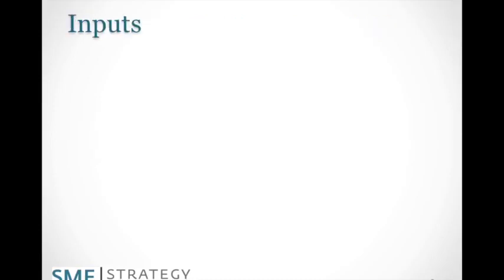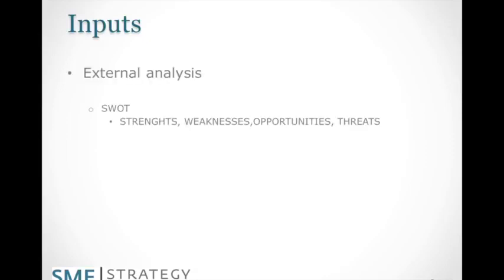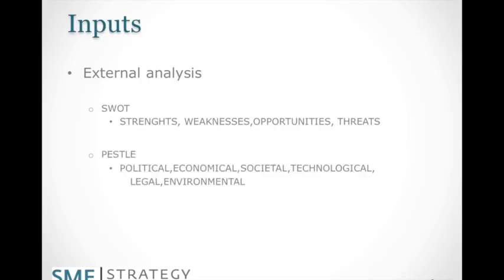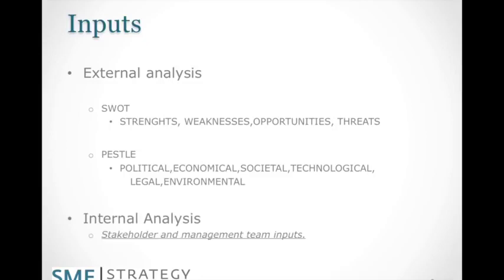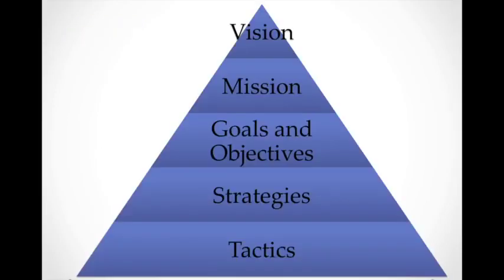So the first part of the strategic planning process is getting inputs. Where are we now? That's things like doing an external analysis, whether that's a SWOT or a PESTLE analysis. You need to figure out what's going on outside of your organization as well as inside your organization as you build your strategy. The second input that I would recommend is doing an internal analysis, something like a stakeholder engagement survey or just management team inputs. And that's why a strategic planning session is so valuable. And we even do a survey before all of ours.